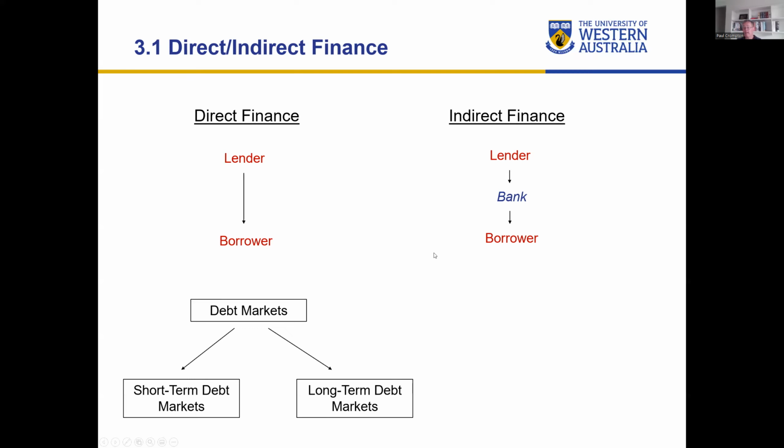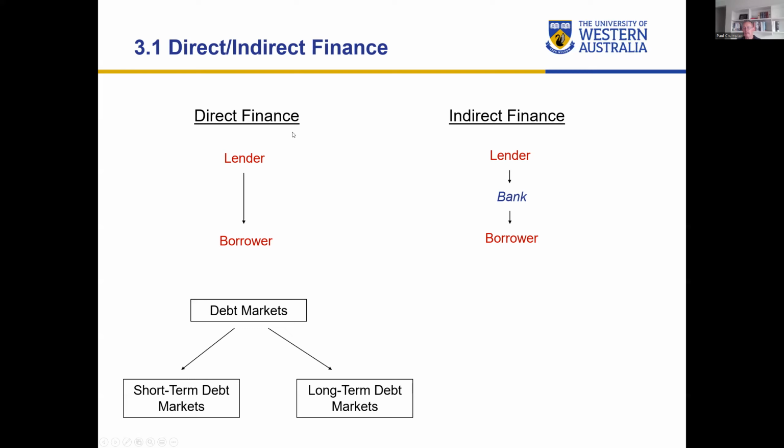Here, there's no bank in the middle. There's no institution in the middle. The lender is lending directly to a borrower. The transactions are generally massive, in the millions, tens of millions, hundreds of millions, or billions of dollars in one transaction.